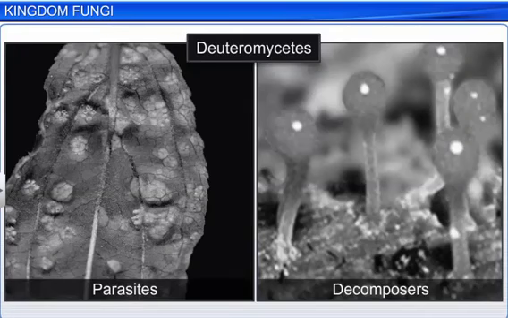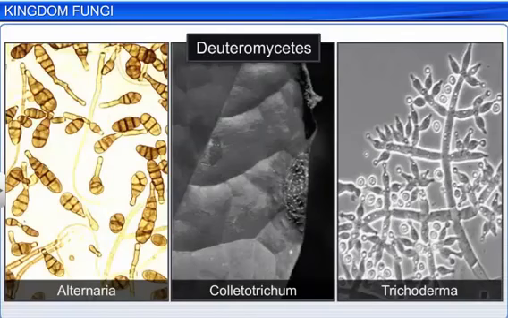They are saprophytes or parasites, while a large number of them are decomposers, which help in mineral cycling. Alternaria, Colletotrichum, and Trichoderma are examples of deuteromycetes. Therefore, members of kingdom fungi display a diverse set of characteristics.